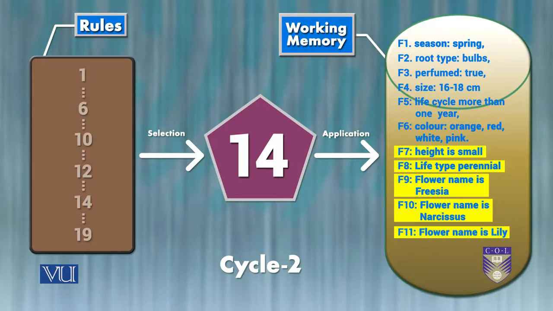So now the working memory has 11 facts about season being spring, root type bulbs, perfumed true, size 16 to 18, life cycle more than 1 year. I'm just repeating these. Color orange, red, white, pink, height small, life type perennial, flower name freesia, narcissus, and lily. These facts have now been added to the working memory.